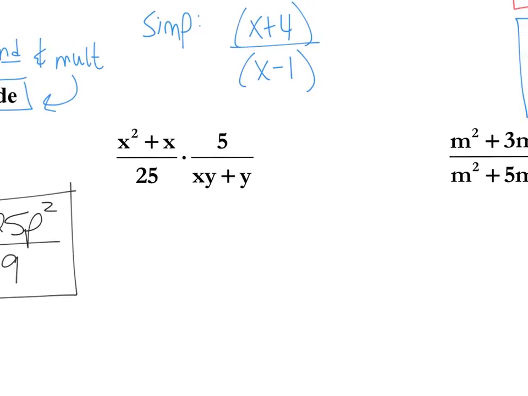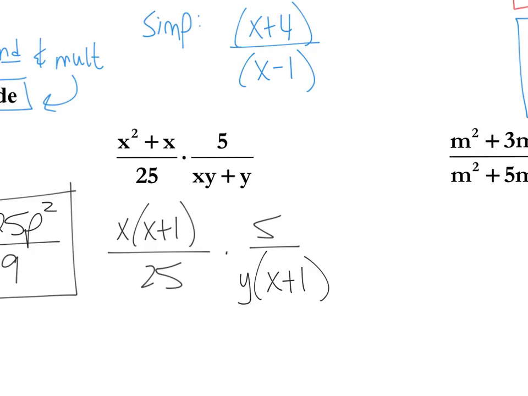Okay, this problem, what I notice is that there's a GCF here. There's also a GCF here. I'm going to factor those out. So I have x and x plus 1. Don't forget about that 1 placeholder. That's something we talked about regarding the quiz yesterday. That 1 there is really important. Over 25 times 5 over, there's a GCF in the denominator here of y, so I'm going to take that out.